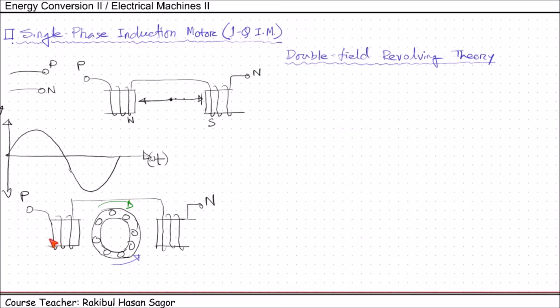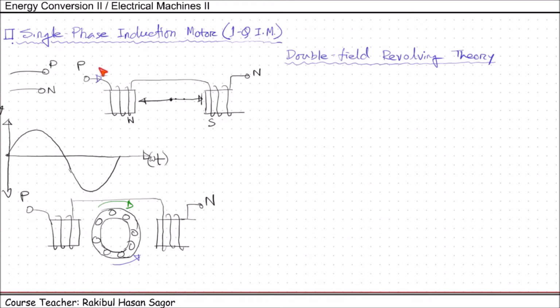Before starting the theory, let me tell you again what happens here. When we give a single phase supply through this line, there is a creation of pulsating magnetic field and the rotor does not get any starting torque. However, if we give an external force in any direction, the rotor starts rotating in that direction. The double field revolving theory is proposed to explain this dilemma of no torque at start and the produced torque when the rotor starts rotating by means of external force.